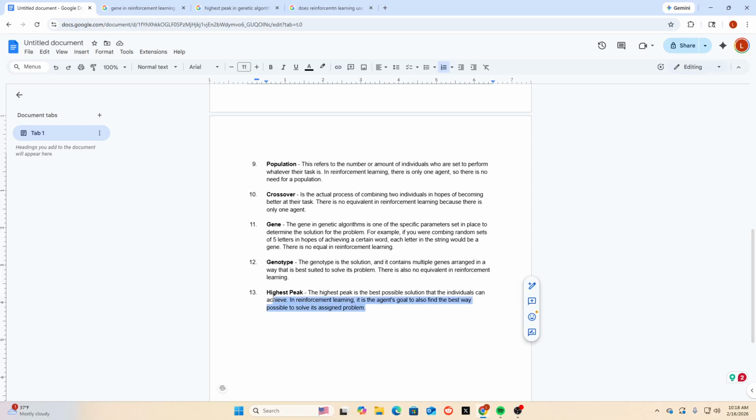And then the highest peak is the best possible solution that the individuals can achieve in their environment. In reinforcement learning, it's the same. I mean, there is a highest peak, I guess, because everything has a goal. Like in reinforcement learning, when you meet your goal, you've reached the highest peak. For genotype, gene, and crossover, there's really no equivalent in reinforcement learning.